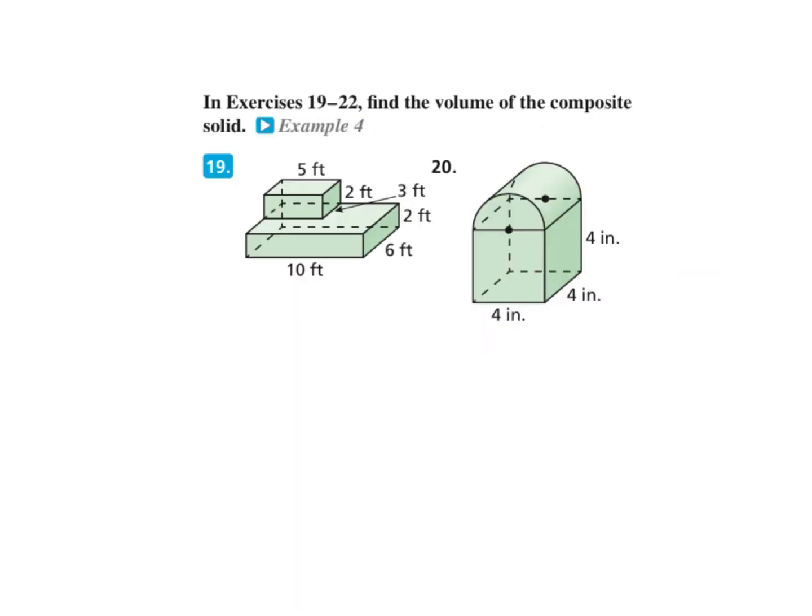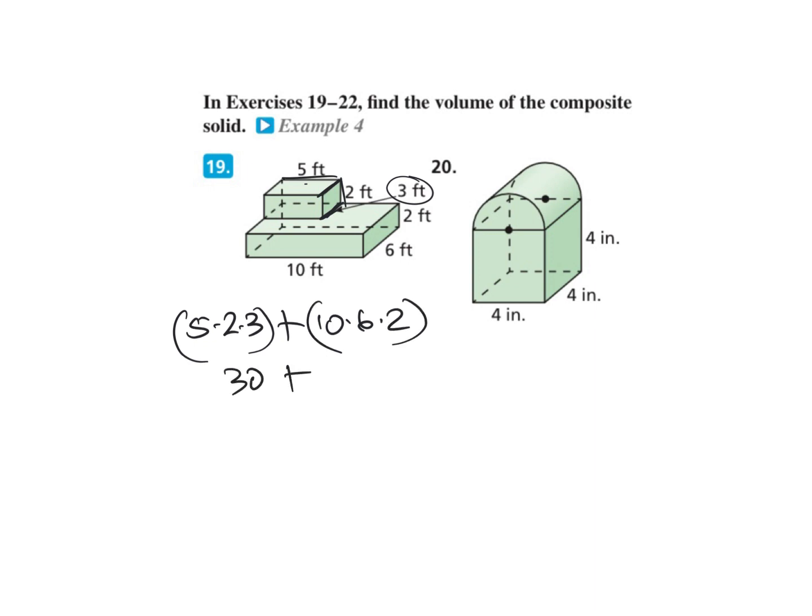19, find the volume of the composite, meaning find the volume of all the figures. So the top figure is 5 times 2, so length times width, and then we need to know how wide this is here. And it tells us that that's 3. So 5 times 2 times 3. We're going to add it to the volume of the bottom box, 10 times 6 times 2. Length times width times height. So 10 times 3 is 30, 60 times 2 is 120. So that's 150 cubic feet.